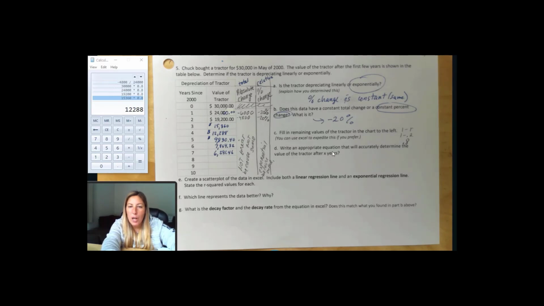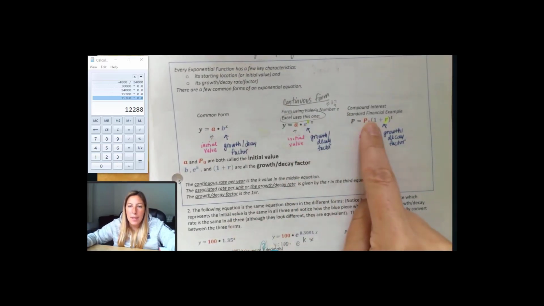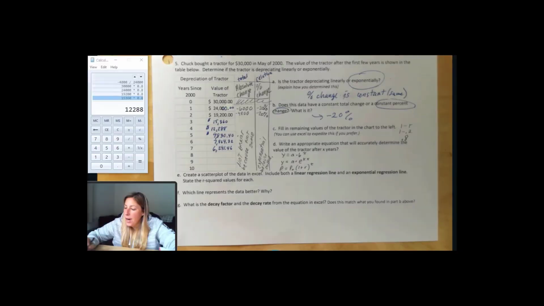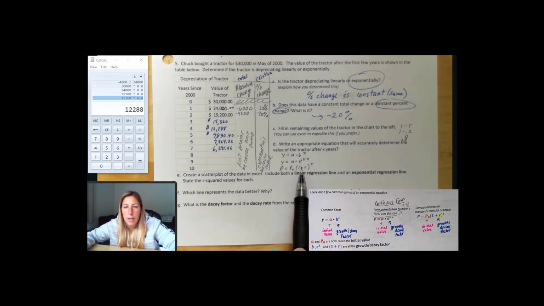Write an appropriate equation that will accurately determine the value of the tractor after X years. Well, I have quite a few different forms of this equation. Let's go back and pull our forms of the equation from a few pages ago. I have the common form, the continuous form, and then this other form. Let's go ahead and write those down. All right, so I have all three forms of the equation written.